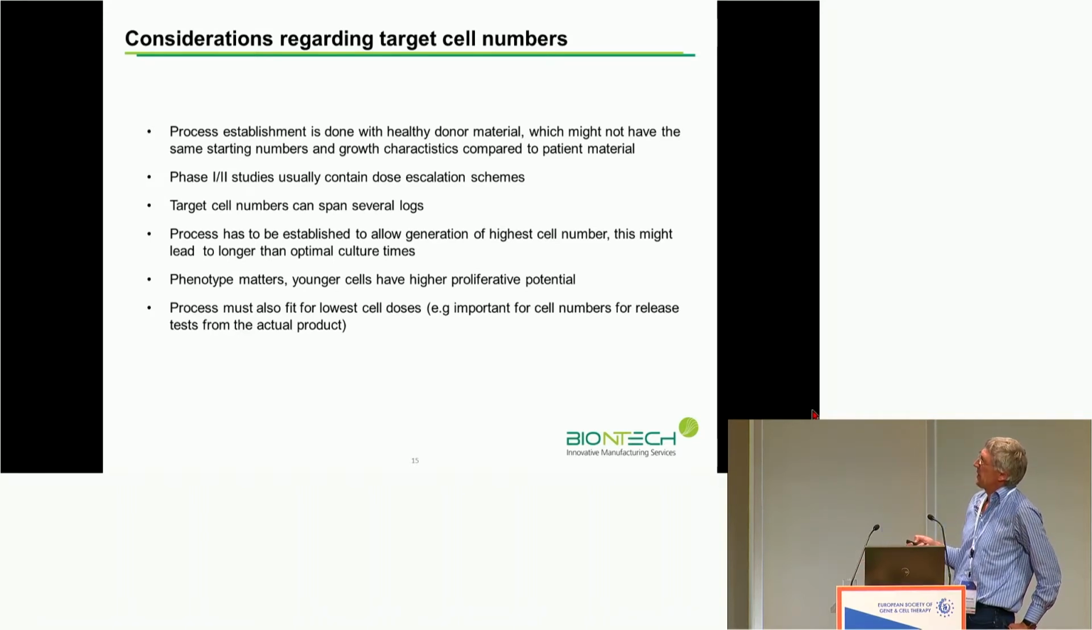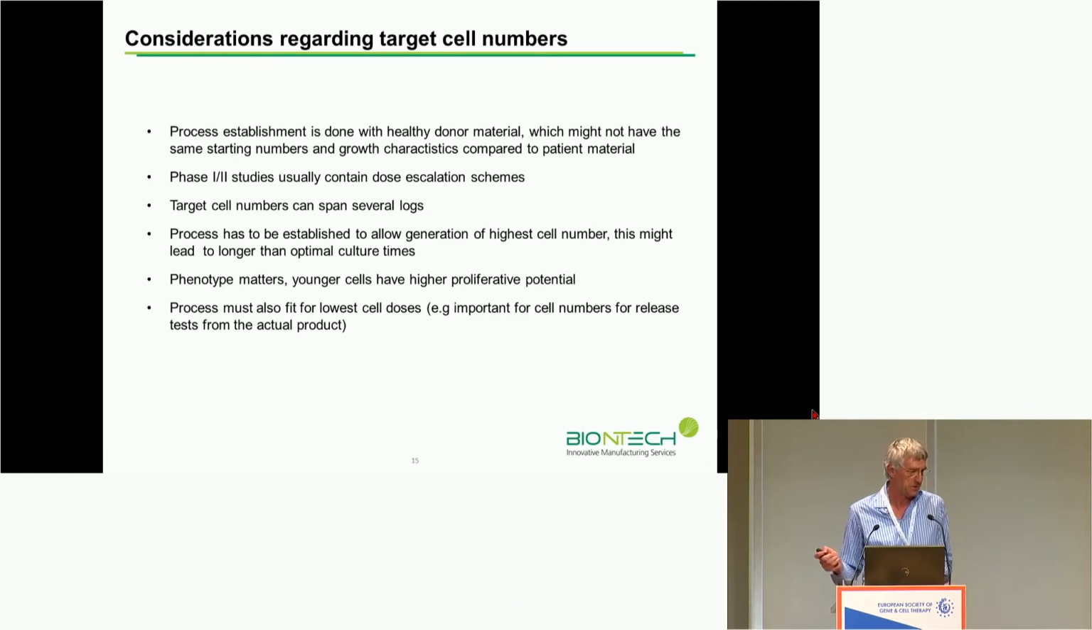One thing that's very important but very often overlooked is that process development is normally done with healthy donor material, which might be totally different from patient cells in terms of proliferative capacity as well as the number available for starting. So when you talk about the cell numbers you want to establish, always keep in mind that it might be totally different in your patient material than in the normal donor material that you used for establishment.